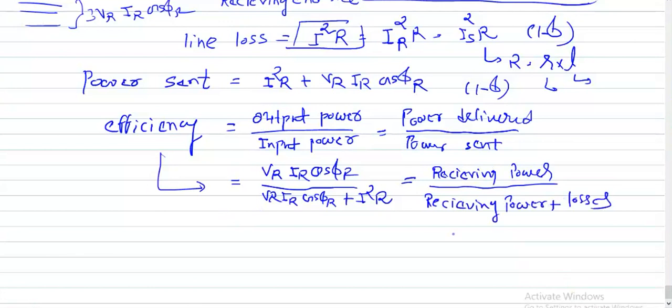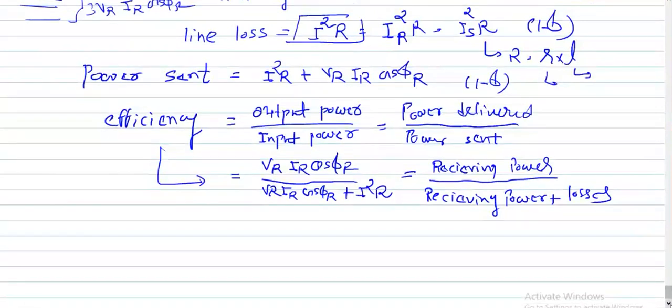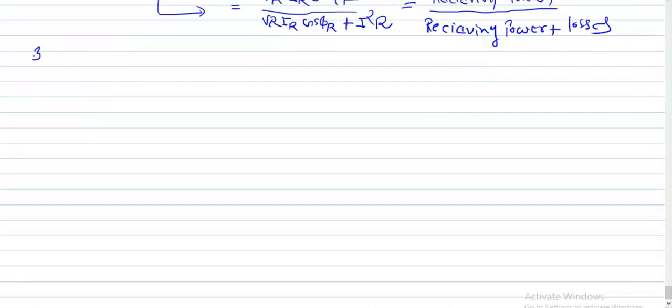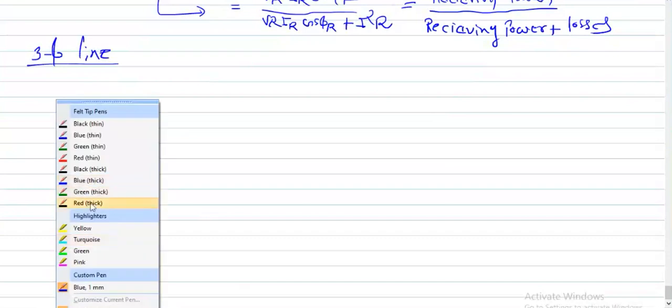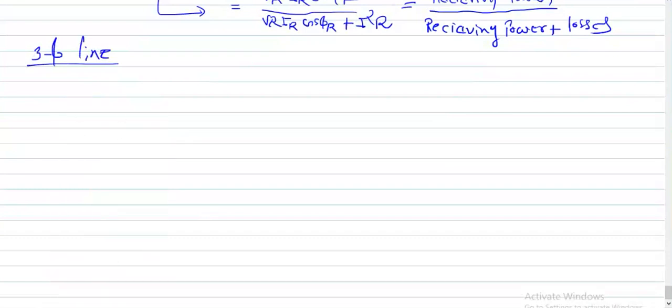This is all about a single phase line, and we have covered voltage regulation, efficiency, line loss, all those phenomena. Now if we consider a three phase line, your voltage regulation has some equation. You can directly accept it, or if we have time, we can derive it.